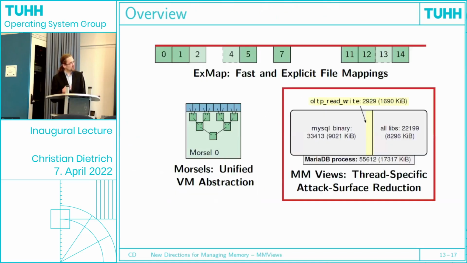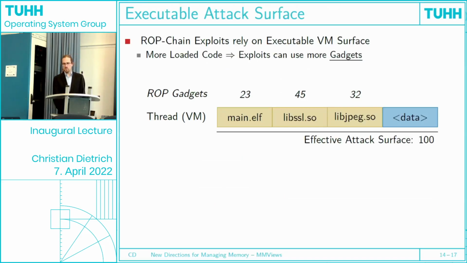And another project that we have done together with the University of Hanover is our MMU project. And in our MMU project, what we want to do is to reduce the attack surface of a running application in a threat-specific manner. So first, I want to get into the problem. So what is the problem with the attack surface?